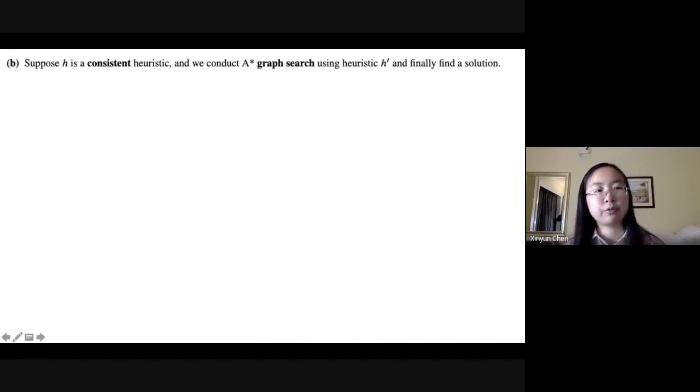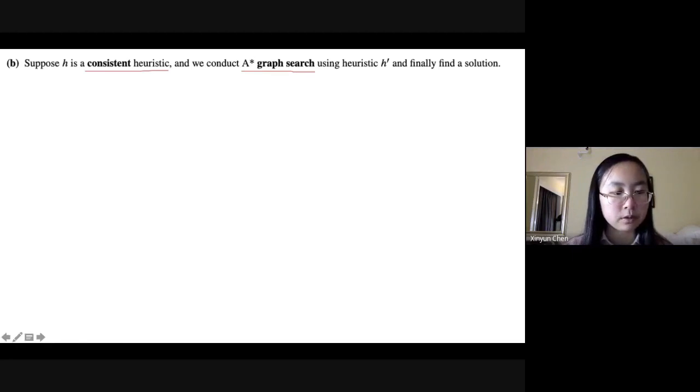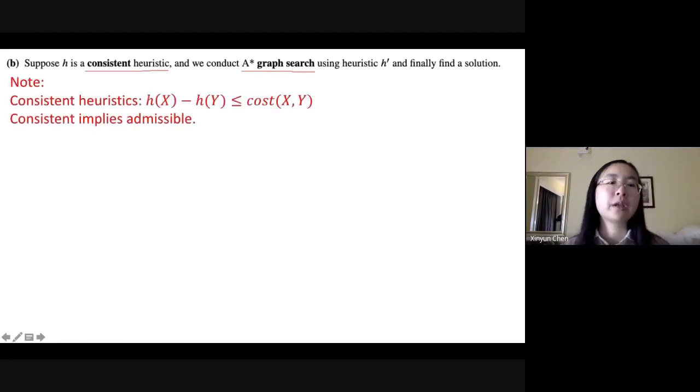Okay, let's move on to part B. Part B is discussing the consistency of the heuristics, and here we are studying the A-star graph search. Again, before we look into the subproblems, we want to recall some key definitions and properties of consistent heuristics and A-star graph search.